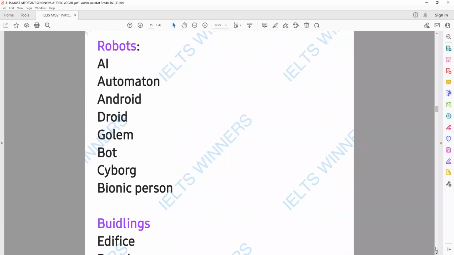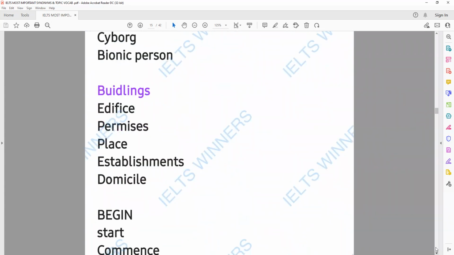So you can get the PDF from the Telegram channel. So don't worry about it. You can pause the video and write down and make your notes. So this is very important.